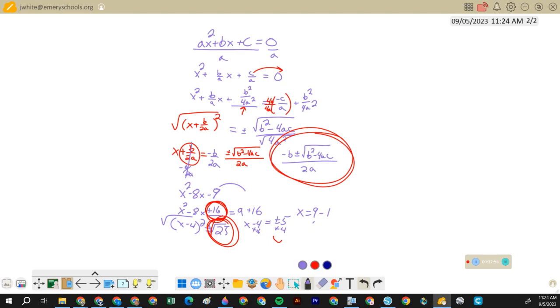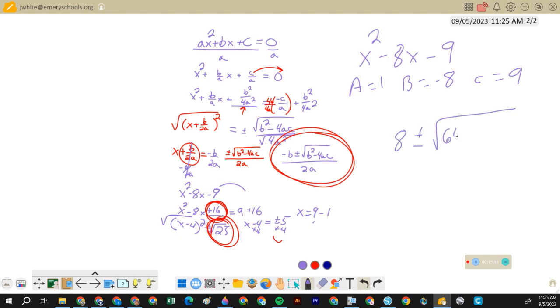So, let's try the quadratic formula and see if it works. X squared minus 8x minus 9. So A is 1, B is negative 8, C is negative 9. So 8 plus or minus the square root of 64. My recommendation is for b squared, you ignore the negative, right? If I type in negative 8 squared in my calculator, it's going to give me negative 64. How come?